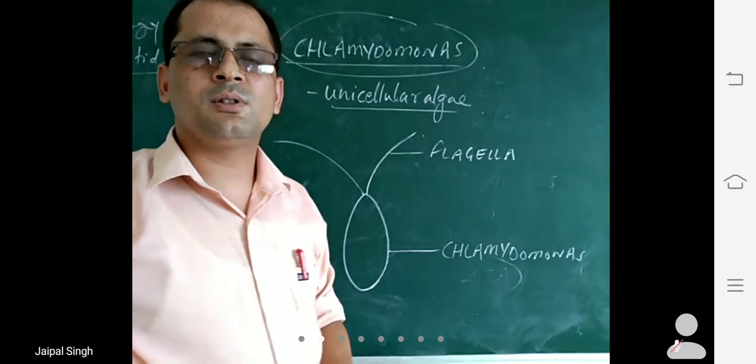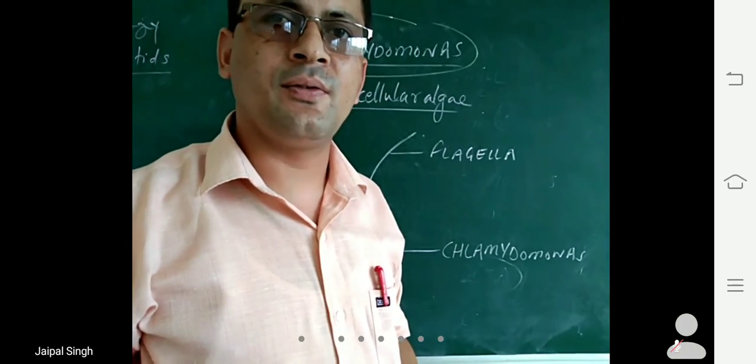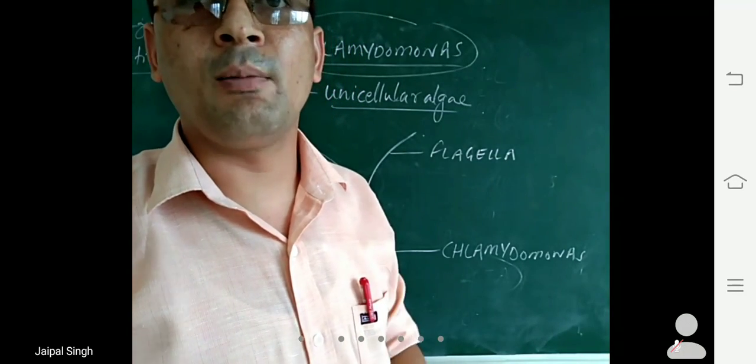So two unicellular organisms we have discussed. First is amoeba and the second is chlamydomonas.